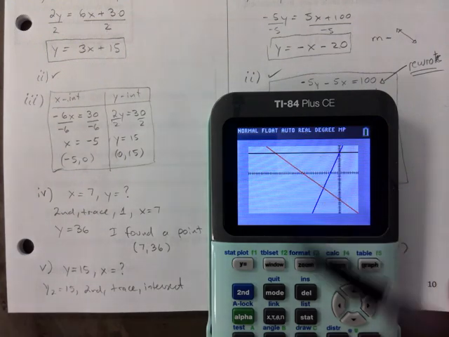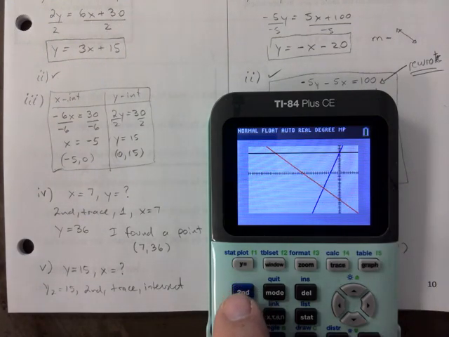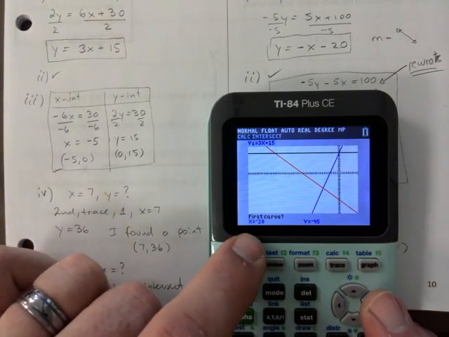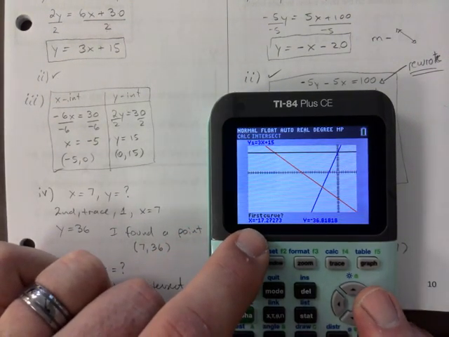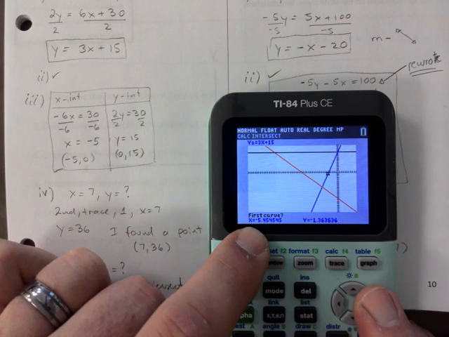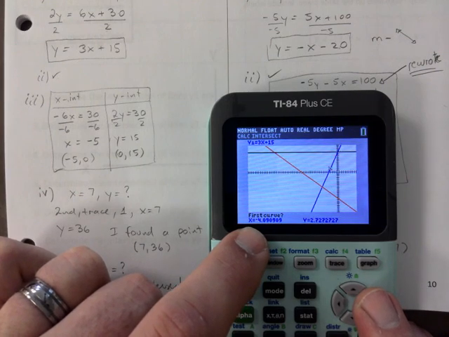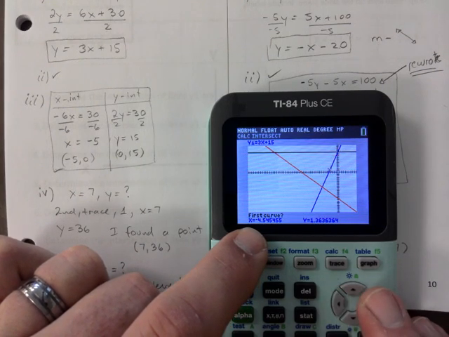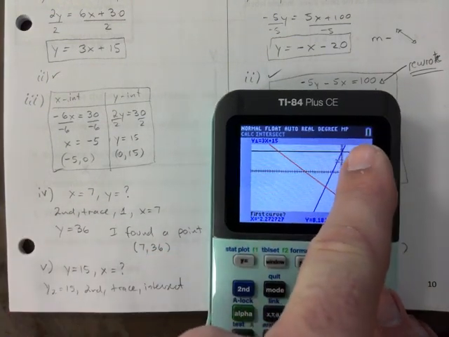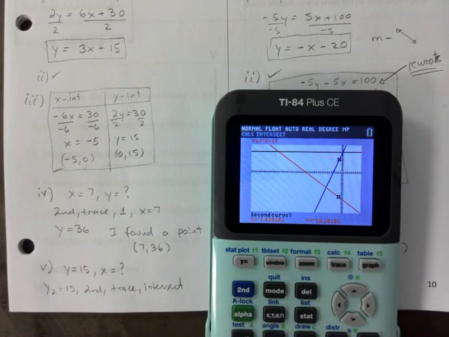So you go second. This is a little different, okay? You've got to go second, trace, intersect. And right now you're on the blue line, watch. If you go arrow up or down, I'm traveling upwards right now. You need to go as close as possible to this intersection. Let's say I want this one first. I'm going to hit enter one time.